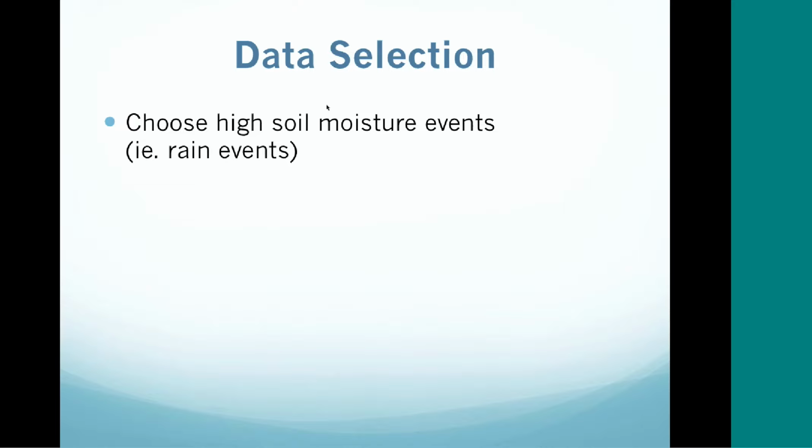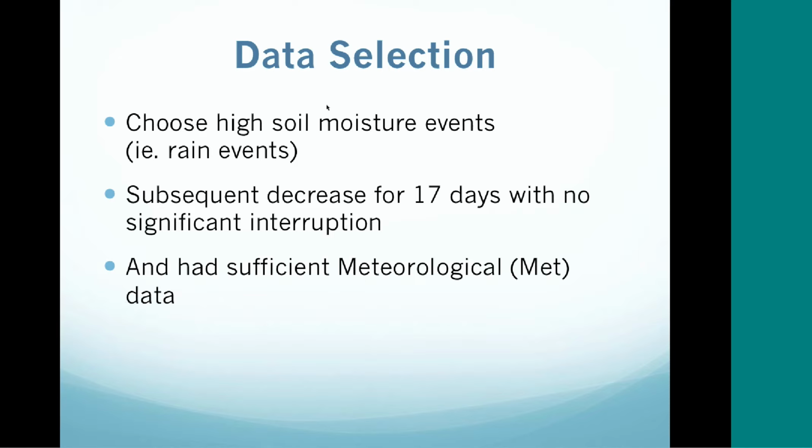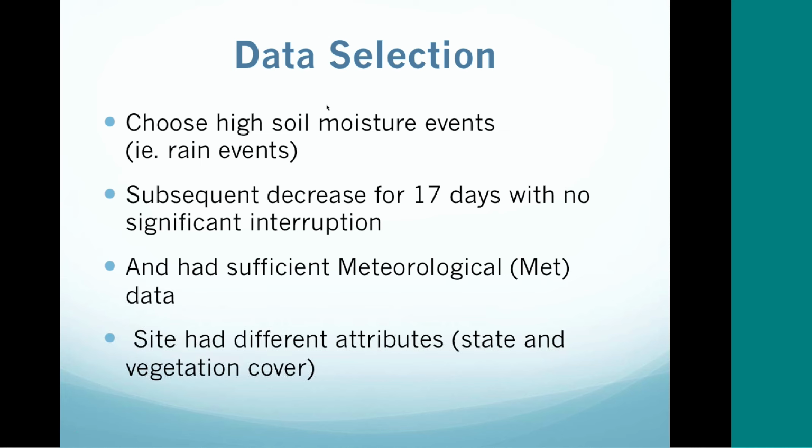So the data is selected by choosing high soil moisture events that you saw in the previous slide. And we're just calling them rain events. We chose 17 days because that just seemed to fit the data extremely well. And we also made sure that there was no significant interruption in the 17 days, and that it had meteorological data to use. And we tried to make sure that the sites had different attributes, so different state or different vegetation cover.